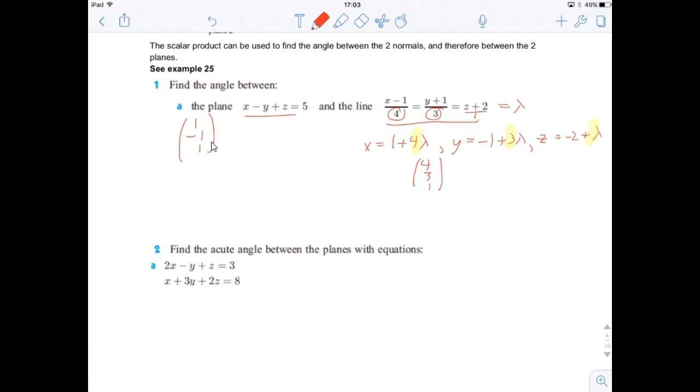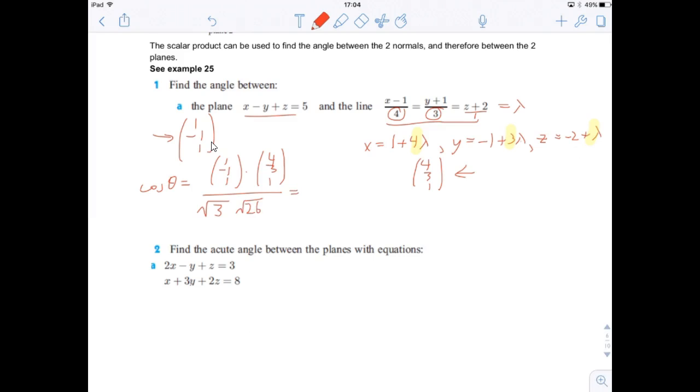So basically we need to find the angle between 1, negative 1, 1 and 4, 3, 1, and that would give us the scalar product relationship that we saw before. We're going to take the scalar product of these, and that will give us the cosine of theta. So it would be 1, negative 1, 1 scalar product 4, 3, 1. And on the denominator, we have the lengths of these. The length of the first one would be square root of 3. The length of the second would be 16 plus 9 plus 1, which is 26, square root of 26.